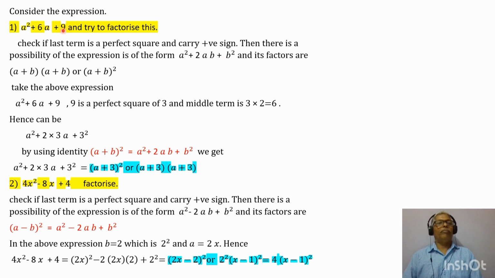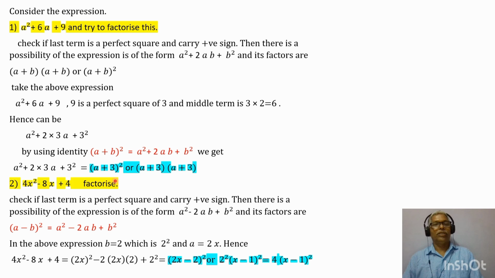Now if b square is 9, that means b is 3. Then the middle quantity, keeping this a as it is, 2 into 3 comes out to be 6. So there is a possibility. See here, a square plus 6a plus 9, where 9 is a perfect square of 3, and the middle term 6 can be expressed as 2 into 3, so it can be a square plus 2 into 3a plus 3 square, similar to this. Just check: a square, this 2, this a, this 3, and this is 3 square. So by using the identity (a plus b) square equal to a square plus 2ab plus b square, we get this by similarity.